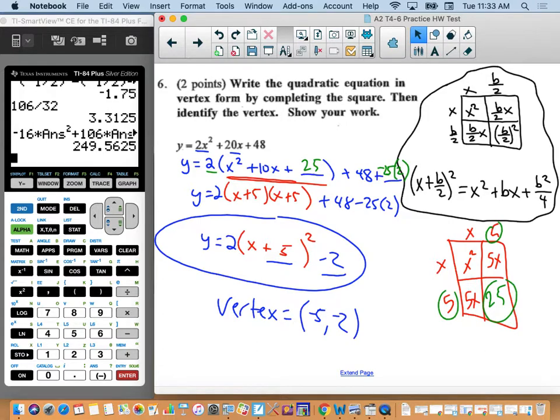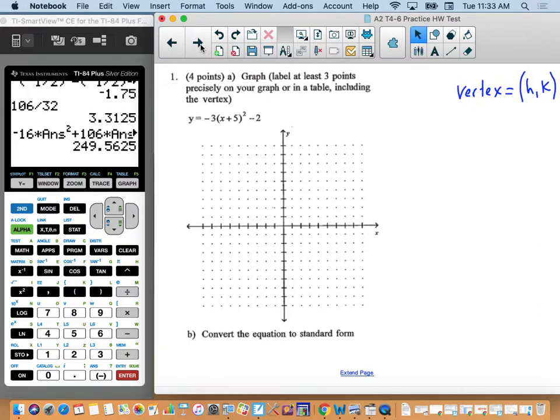So target 5 is all about identifying the vertex from our three forms. Vertex form, standard form, intercept form. And if you have a good understanding of target 5, that will really help you with target 6, which is on graphing quadratic equations in different forms. So this one is in vertex form. It says to graph it and label at least 3 points precisely, including the vertex.